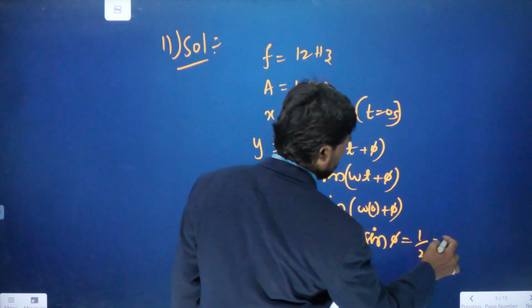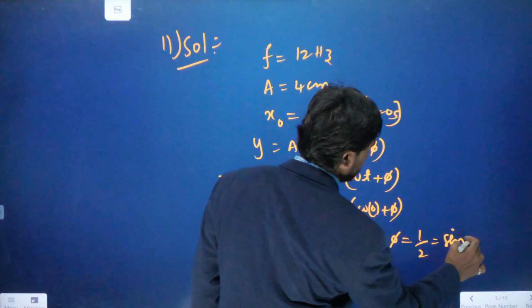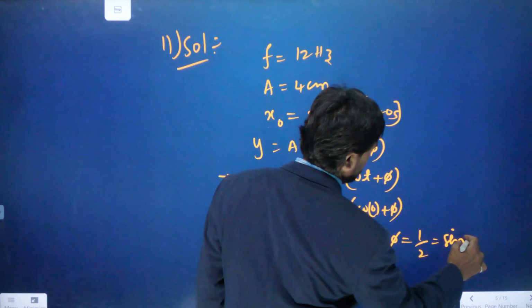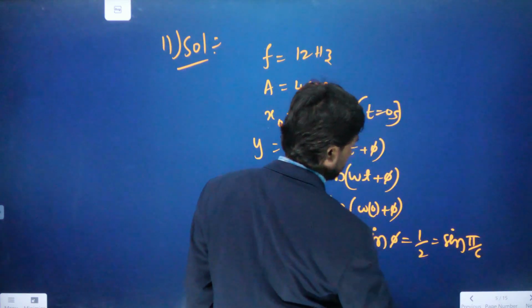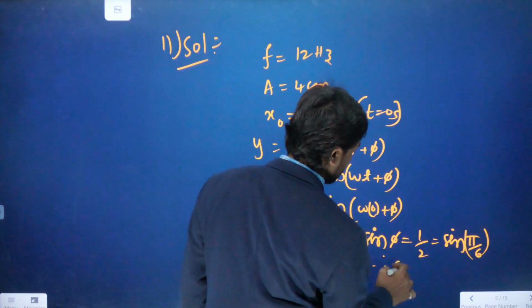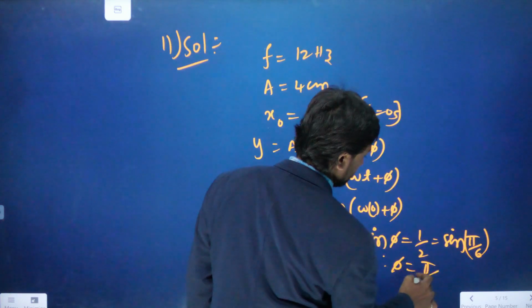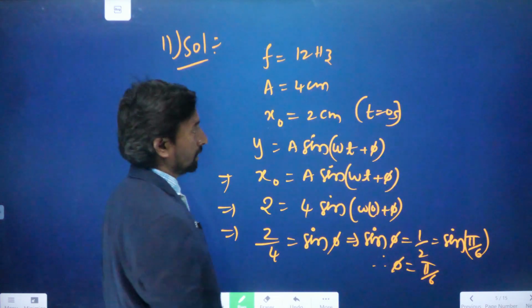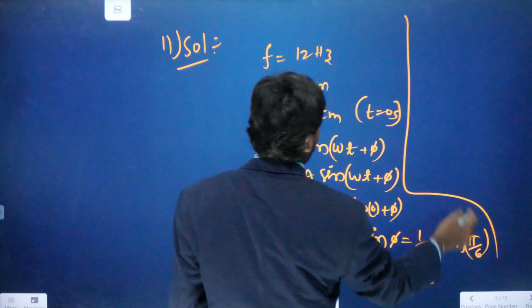When it will be 1 by 2, sine of 30 degrees. Sine of 30 degrees means pi by 6. Sine 30 is nothing but pi by 6. So therefore we get the pi value, sine pi by 6. Okay, then what can we write the equation now here?